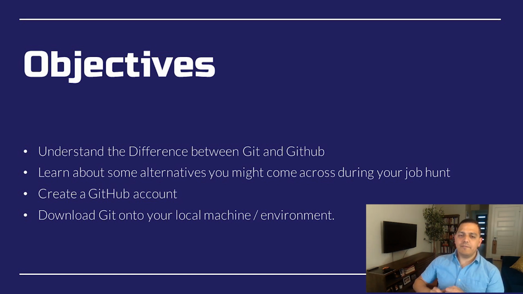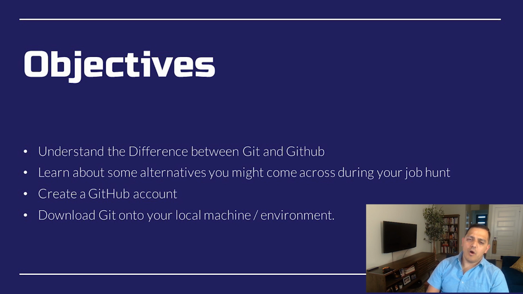So before the end of this video, you should first have an understanding of the difference between Git and GitHub. Second, you should have an understanding of some alternatives to GitHub that you might come across during your job hunt. Third, we're going to talk about creating an actual GitHub account. And fourth, we're going to download Git onto your local machine or environment. Moving forward, if I use the word environment, I am referencing your local machine. And that's something that you'll see very commonly moving forward.